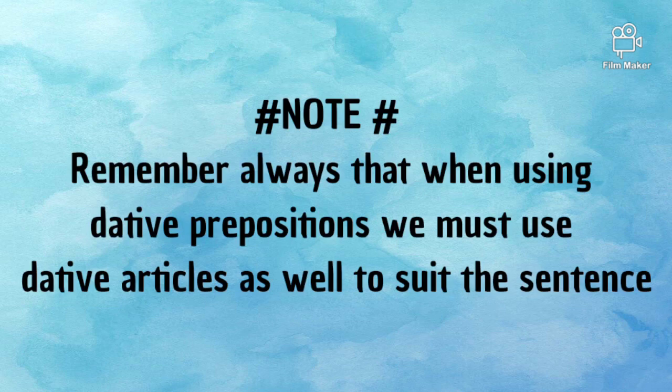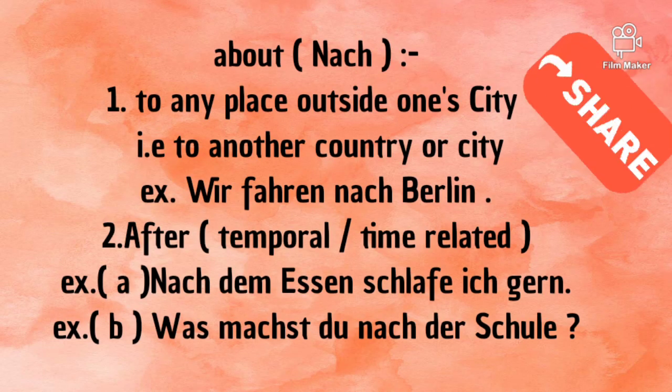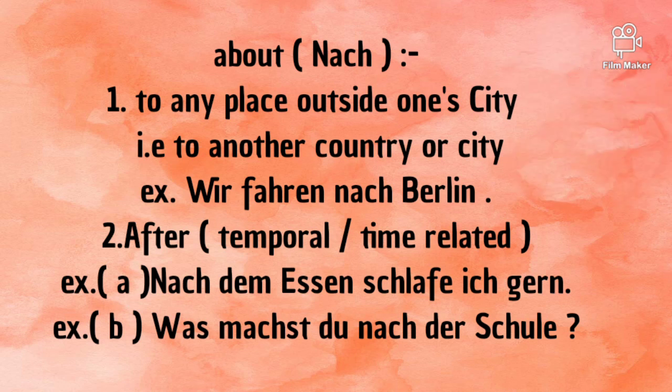Next concept about dative prepositions is nach. Remember friends that as we're using dative prepositions, we use dative articles as well. So here we talk about nach. That is first used to talk about going to any place outside one city, such as to another city or country, or country to city. So, Wir fahren nach Berlin. It means we are going to Berlin.